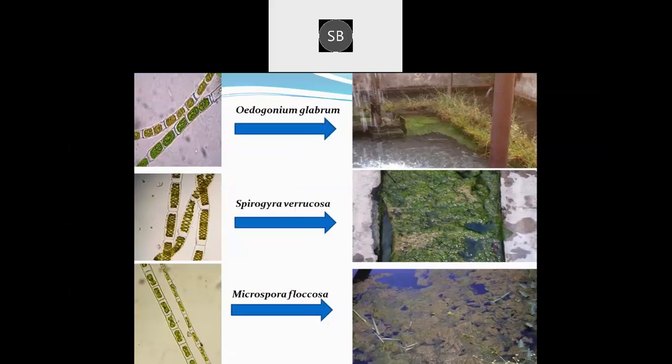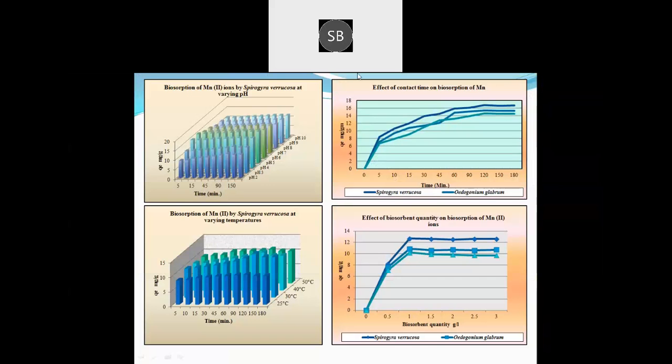So we surveyed some of the algal material present on the surface of water in the form of mats. We collected Oedogonium glabrum, as shown in the slide, from the mine waters collected from the main open cast mine. Then Spirogyra, then Microspora floccosa. So we carried out biosorption studies using these three algal species. Next slide, madam.